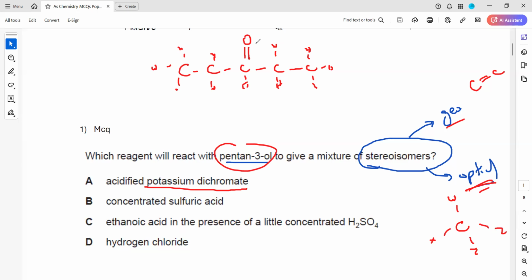So when we check the product that is formed, none of the carbons is a chiral center. This is not a chiral center because 2 hydrogens are attached. This one, when there's a double bond with oxygen, cannot be a chiral center. So A is not the possibility.